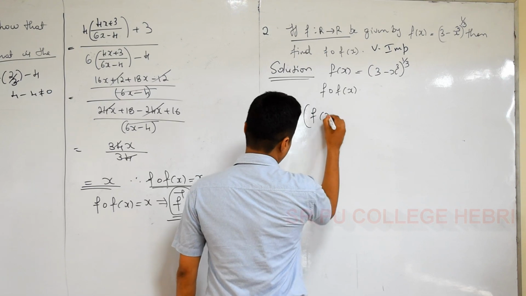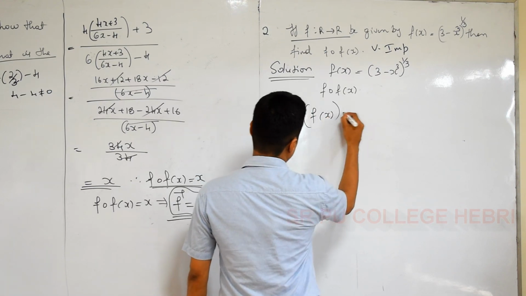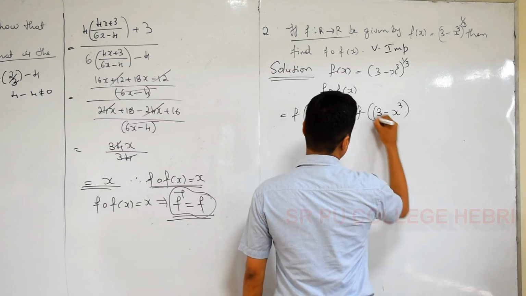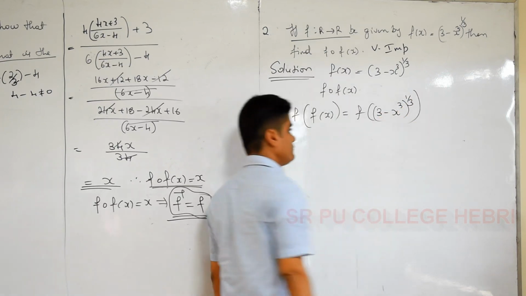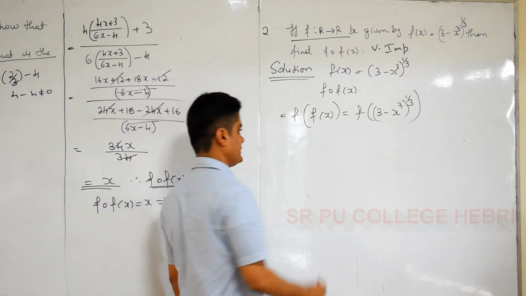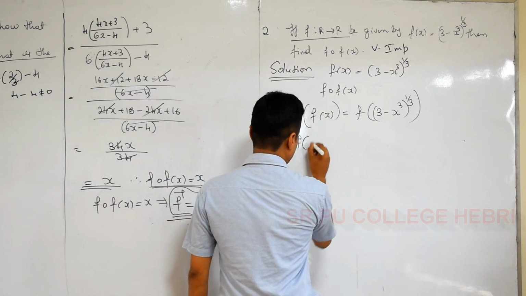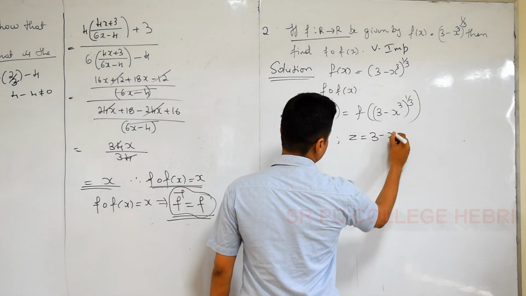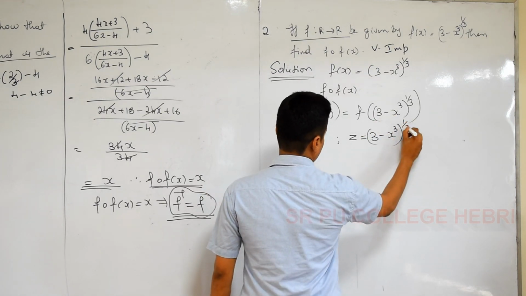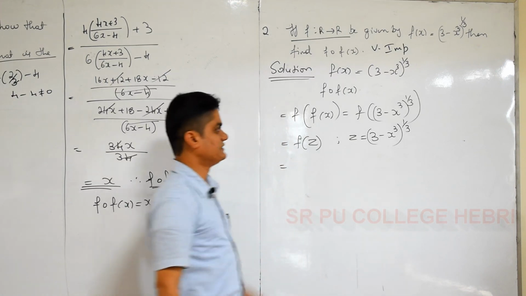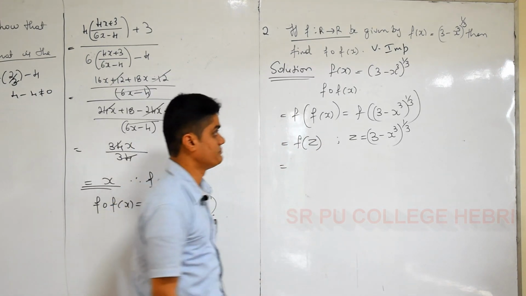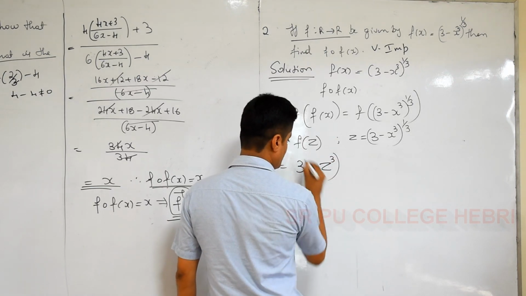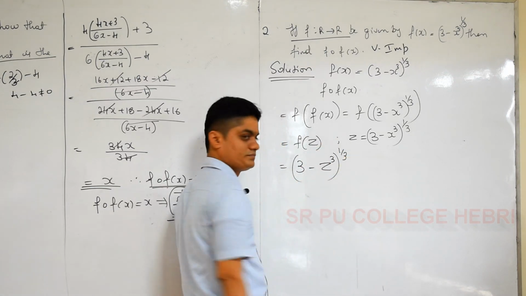Observe correctly here, there are so many confusing parts. f of (3 minus x cube) whole to the power 1 by 3. You can substitute directly, but it is better, as I told, to take the whole given thing as z. This position is important. Up to here anyone can write. The next position is important: f of z is (3 minus z cube) whole to the power 1 by 3.